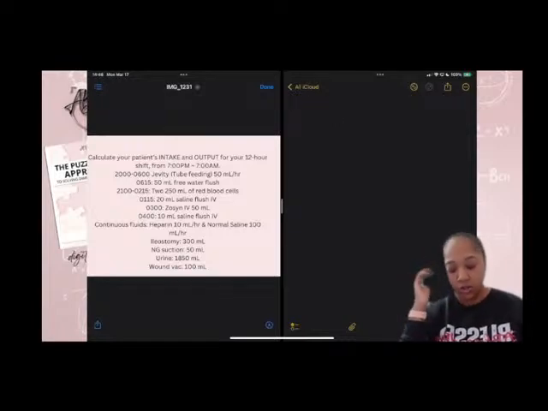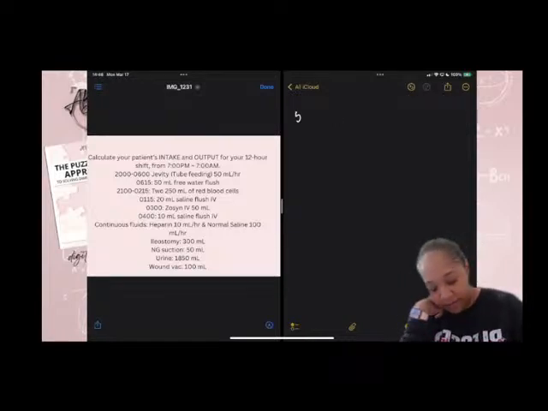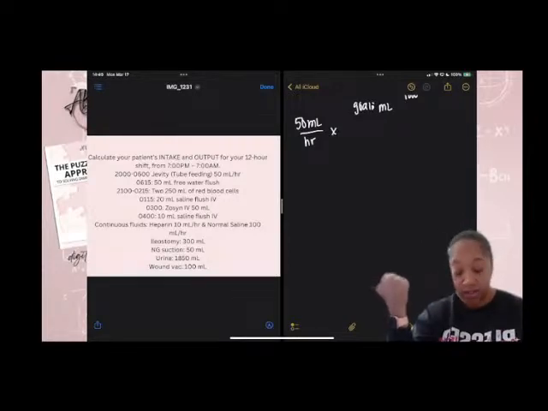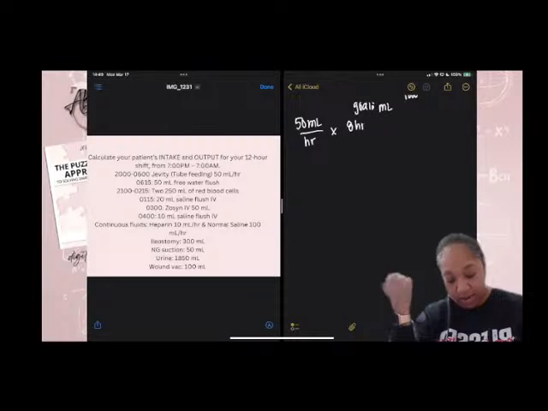Okay, so if we have 50 milliliters per hour, of course our goal is going to be milliliters. We've got 8 hours that this has been going. So we'll put our 8 hours at the top and we'll cancel it out. And that's going to give us how many milliliters? So that's going to be 400 milliliters of Jevity.